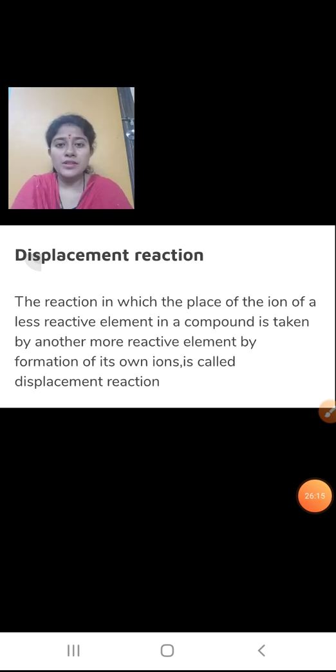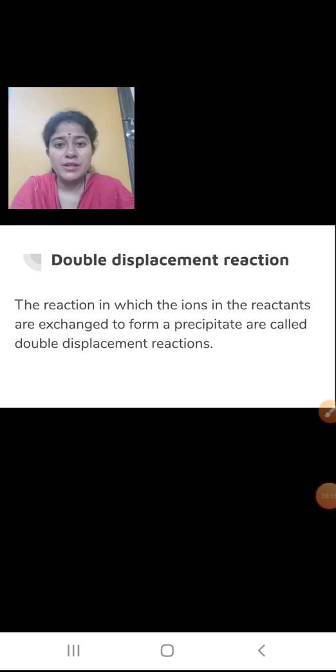Yes students, this was displacement reaction. The last one is double displacement reaction. The reaction in which the ions in the reactants are exchanged to form a precipitate is called double displacement reaction. Here the ions of both the reactants get exchanged and a precipitate is formed. Okay, so this is a double displacement reaction. Let us see a video related to it.